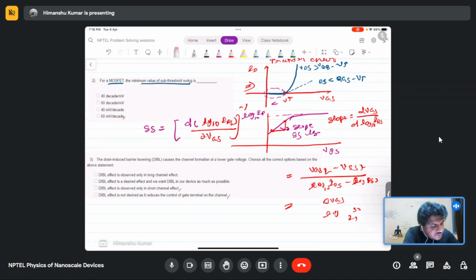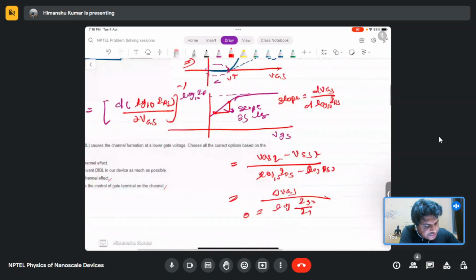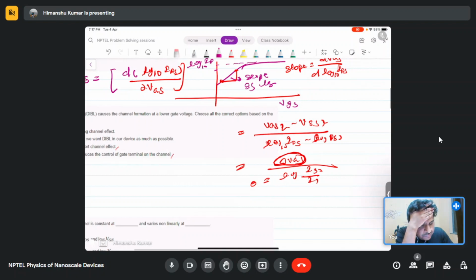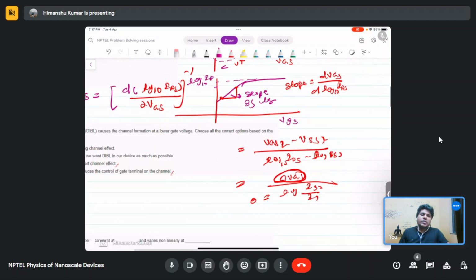If this IDS2 by IDS1 is equal to 10, then this log term will be equal to unity, and this is the change in gate to source voltage required to change the current by 1 decade. So basically, if the current on this axis is changed by 1 decade, what is the amount of voltage needed to change that current? That is known as the subthreshold slope.